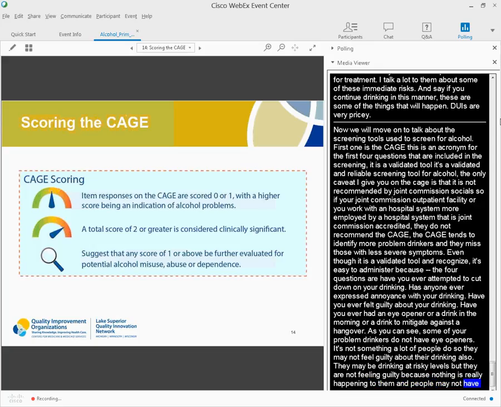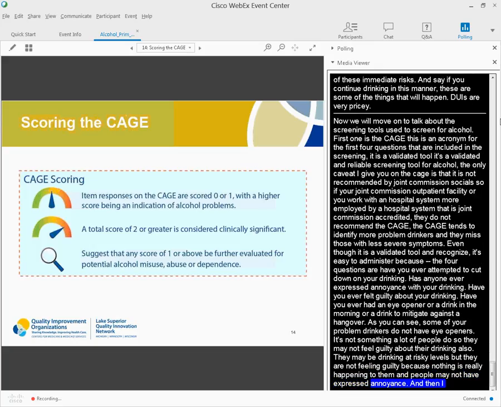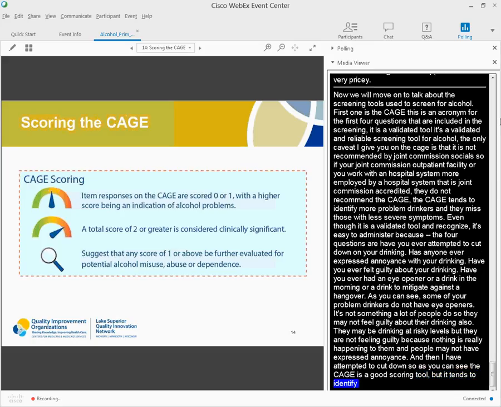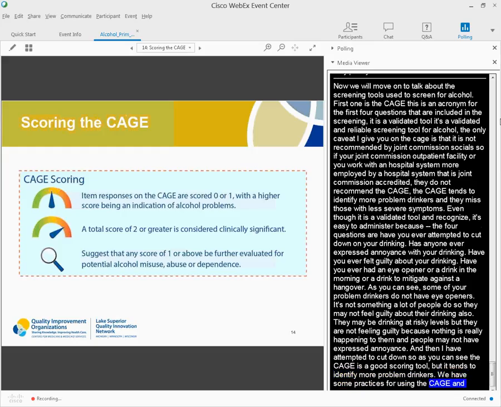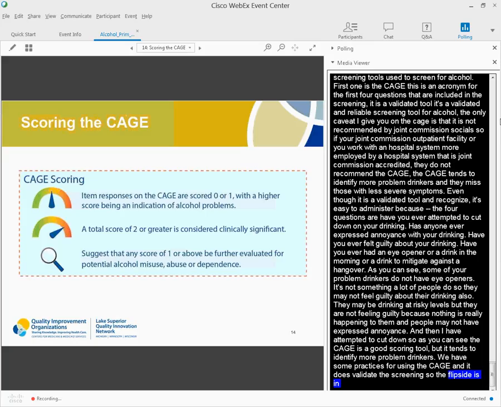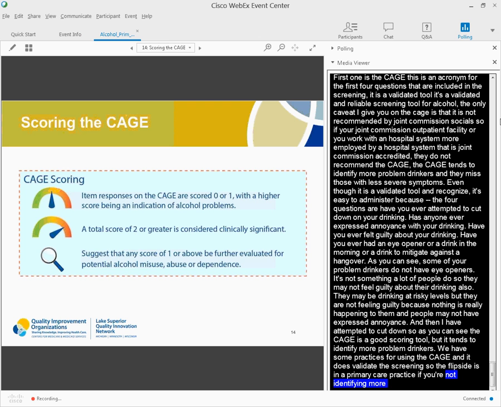So as you can see, the CAGE is a good scoring tool. It's a decent tool, but it tends to identify more problem drinkers. But we do have some practices for using the CAGE, and it is a validated, appropriate screening tool to use. So the flip side of that would be, well, in a primary care practice, if you're identifying more problem drinkers, at least you would know those that might require more intervention or referral out.